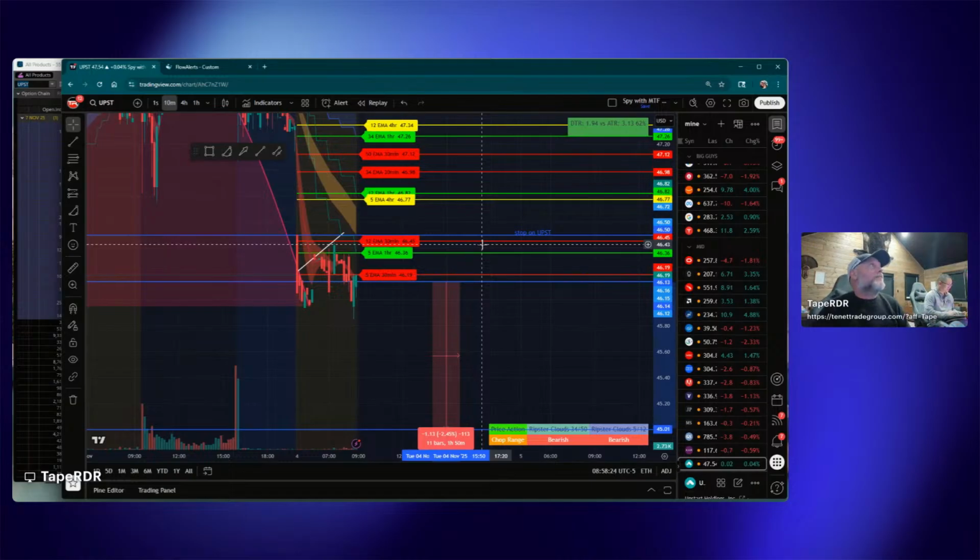All right, so UPST, who's taking UPST? Okay, Rowan is going to be taking the UPST. Beautiful 1 hour cup and handle inverted. Looks like it's going to break down. Sarah says the 200 weekly SMA on UPST is $43.96.